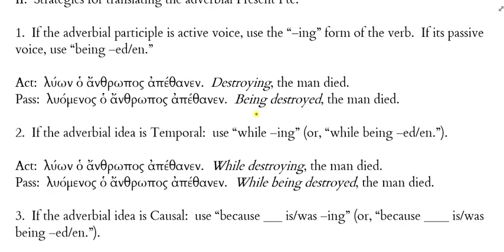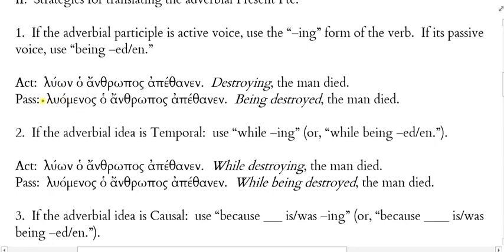So, active participle. Here we have luon ho anthropos apethanen. Say that with me. Luon ho anthropos apethanen. Destroying or loosing. Let's go with destroying. That's more fun, right? Destroying, the man died. What is that saying here? It's saying that the man died, and adverbially, what was going on? Yeah, he was destroying something. So maybe while destroying could have been a way to translate that.